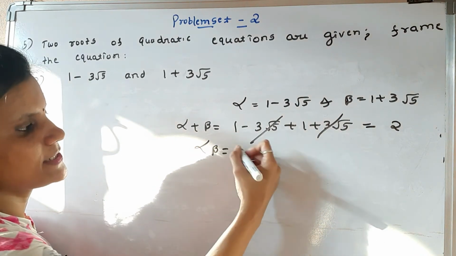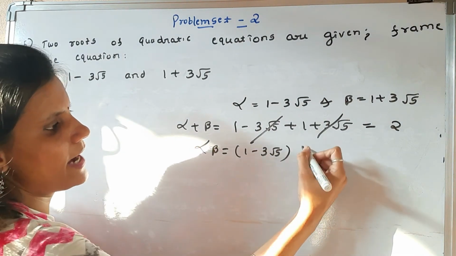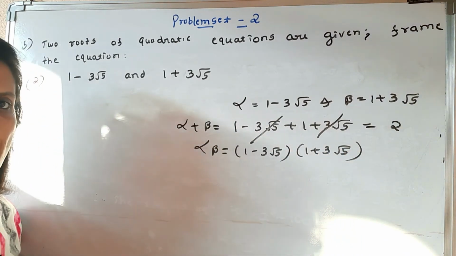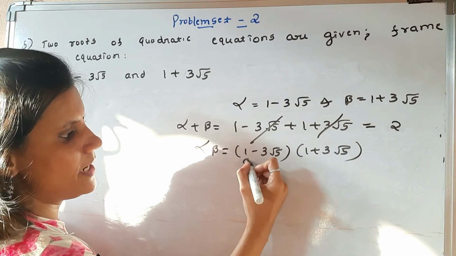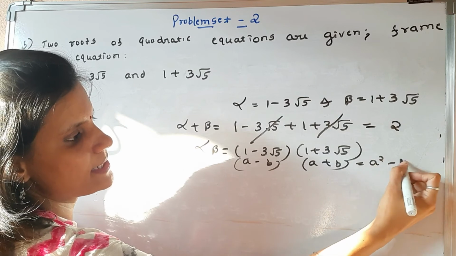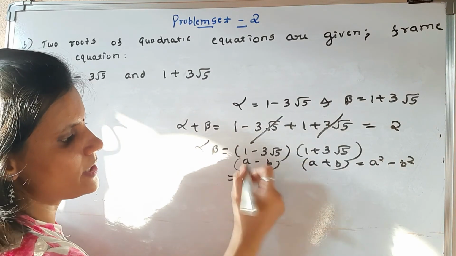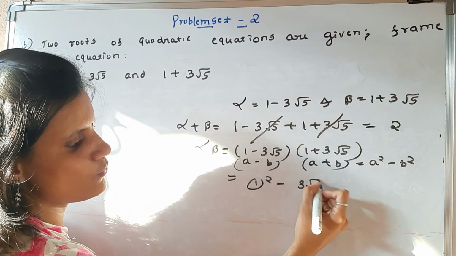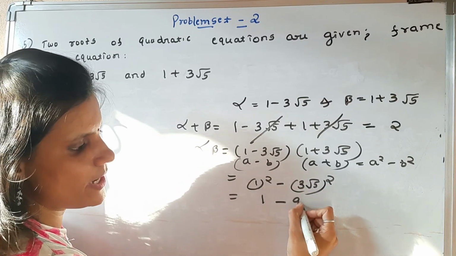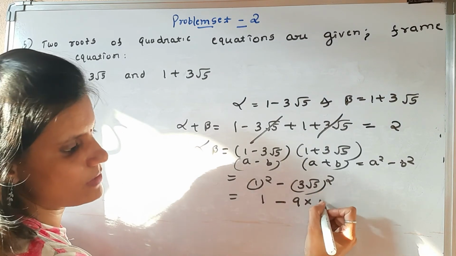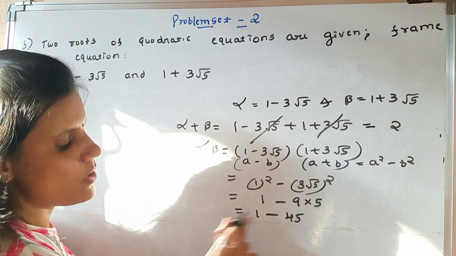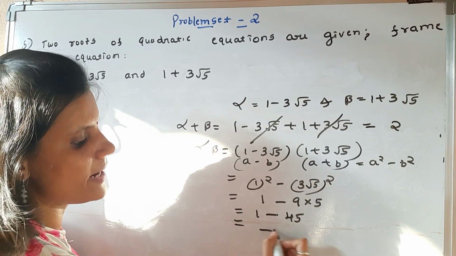Now alpha beta. Alpha beta is equal to (1 minus 3 root 5) and (1 plus 3 root 5). Now this is of the form (a minus b)(a plus b). You know what is that? Okay, what is the formula? a square minus b square. So what will be it? 1 square minus (3 root 5) square. What is 1 square? 1. Minus 3 square is 9, and root 5 square will be 5. So we are getting 1 minus 9 5s are 45. So the answer is 1 minus 45, which is minus 44.